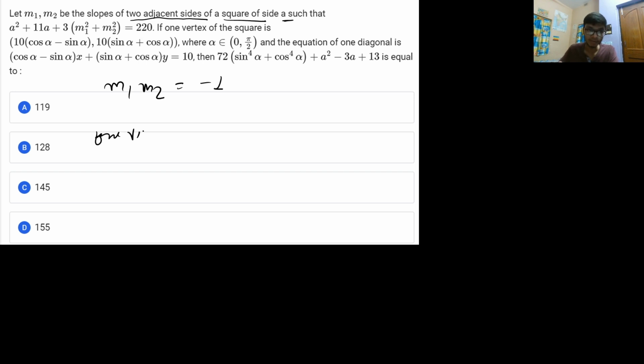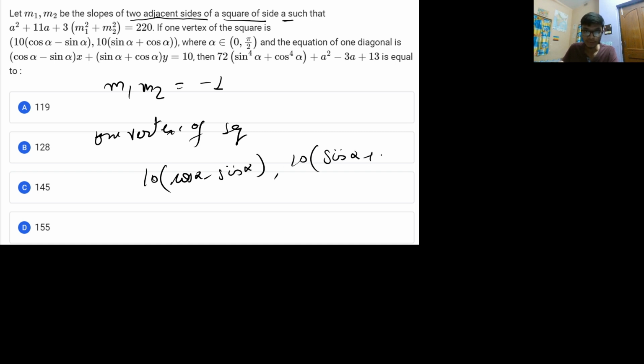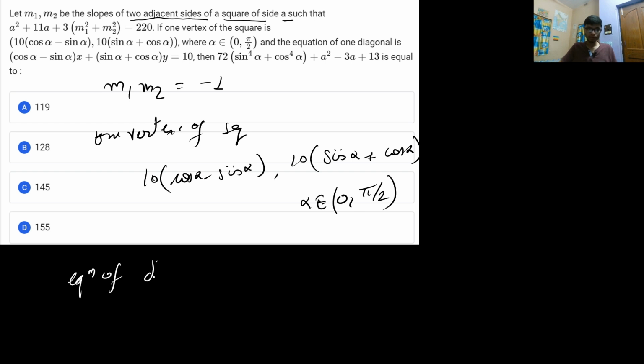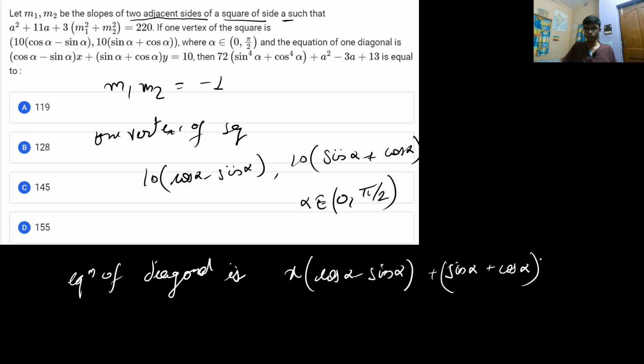It is saying that one vertex of the square is given as 10 into cos alpha minus sin alpha comma 10 into sin alpha plus cos alpha, for alpha belonging to the open interval 0 to pi by 2. So one of the vertices of this square is given as this, and the equation of diagonal is x into cos alpha minus sin alpha plus sin alpha plus cos alpha times y is equal to 10. This is the equation of a diagonal.